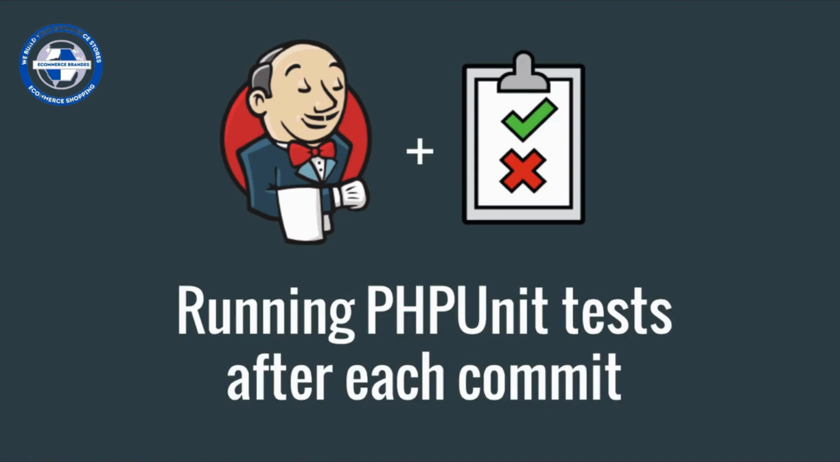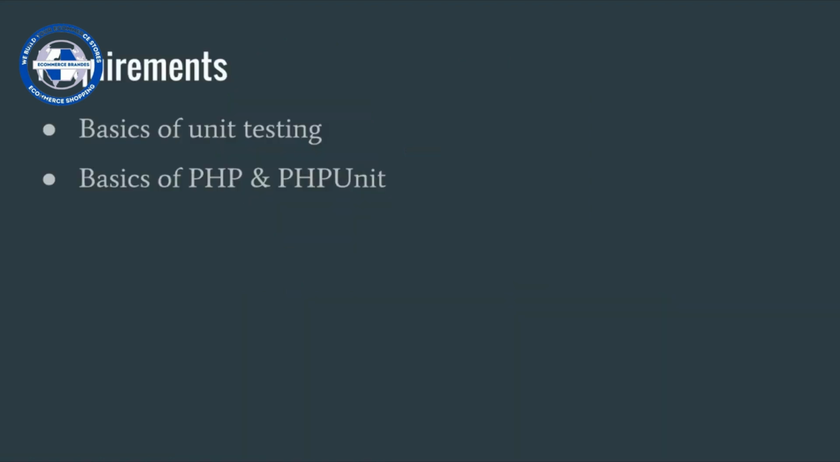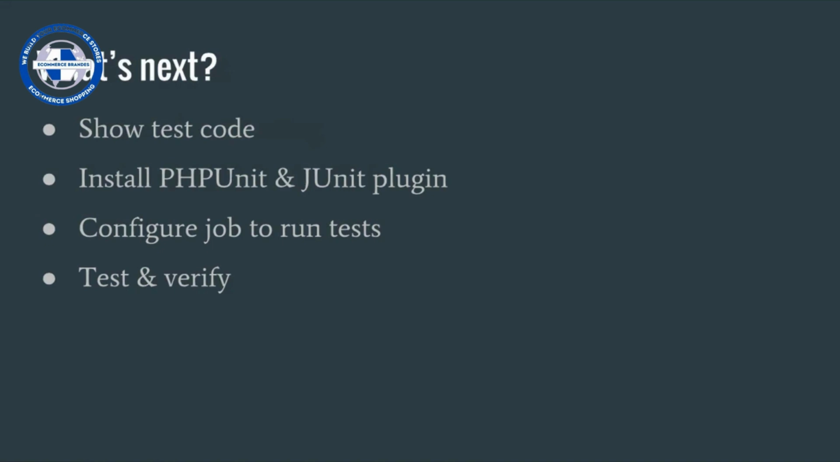So in this video, I'll be taking it a bit further and configure Jenkins so that it runs PHPUnit tests after each commit. To follow this video, you'll need to know the basics of unit testing. You also need to know the basics of PHP and PHPUnit. If you don't know any of these subjects, you might find it a bit harder to follow this video, but give it a try. So what's next for this video?